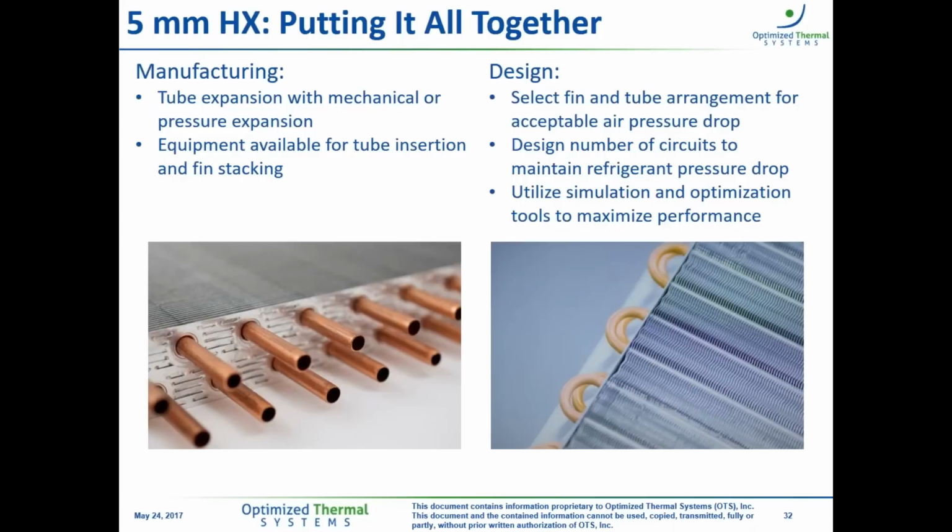And then from our design presentation, hopefully we learned that the design process is aided significantly by using simulation tools. We can use optimization to solve more challenging problems for us, and that fundamentally we really need to focus on the airside pressure drop in a design, and we need to select our fin and tube arrangement accordingly, and that because of the smaller diameter of these tubes, we need to intelligently select a circuiting design that doesn't increase refrigerant pressure drop to an unacceptable level.